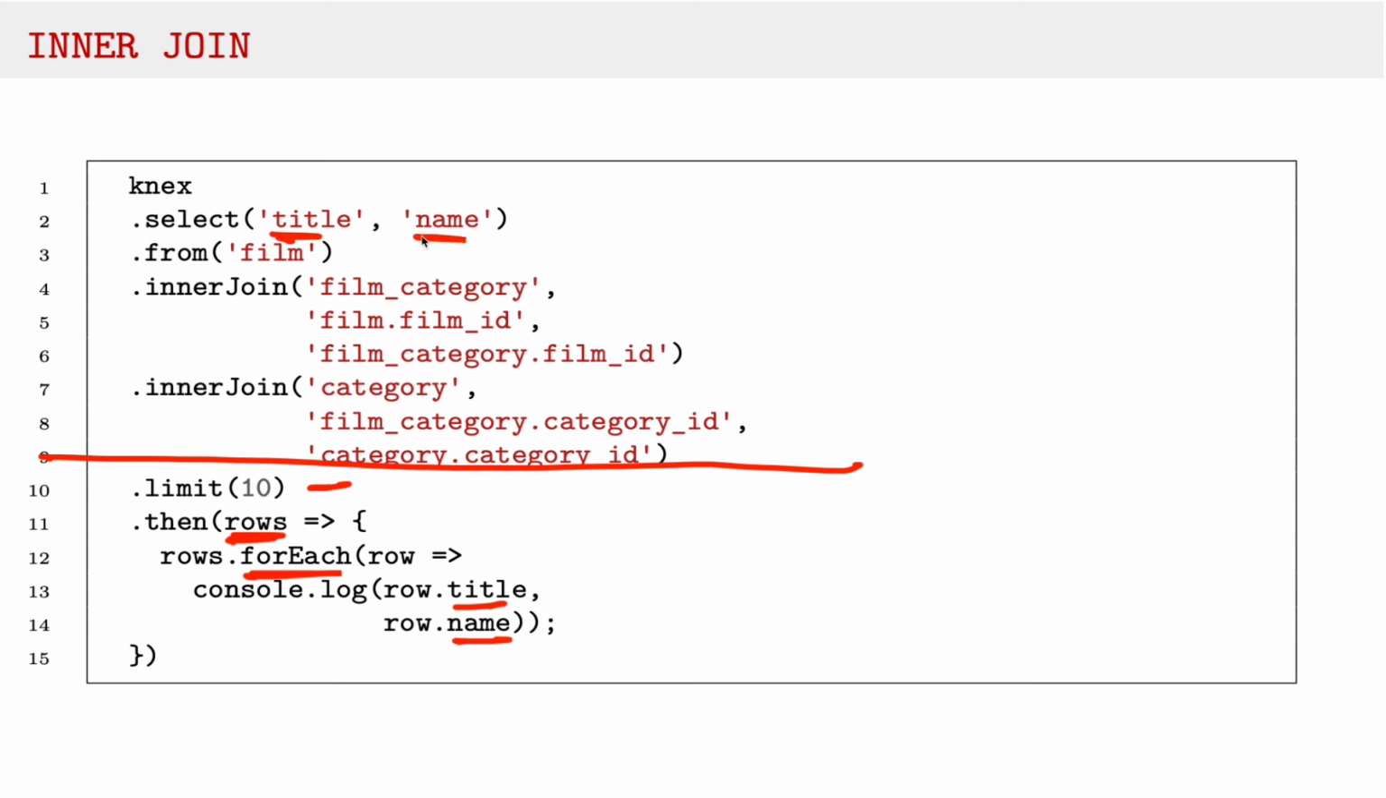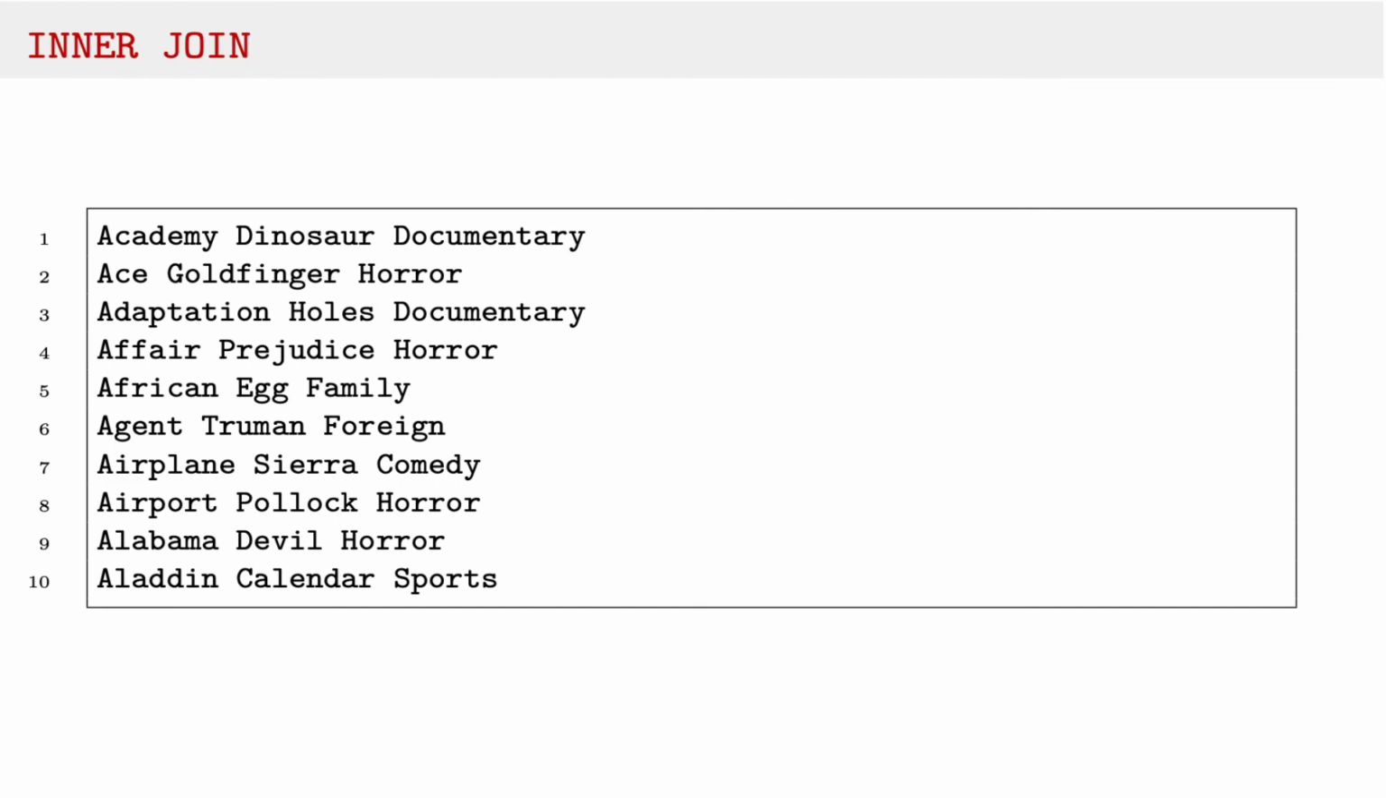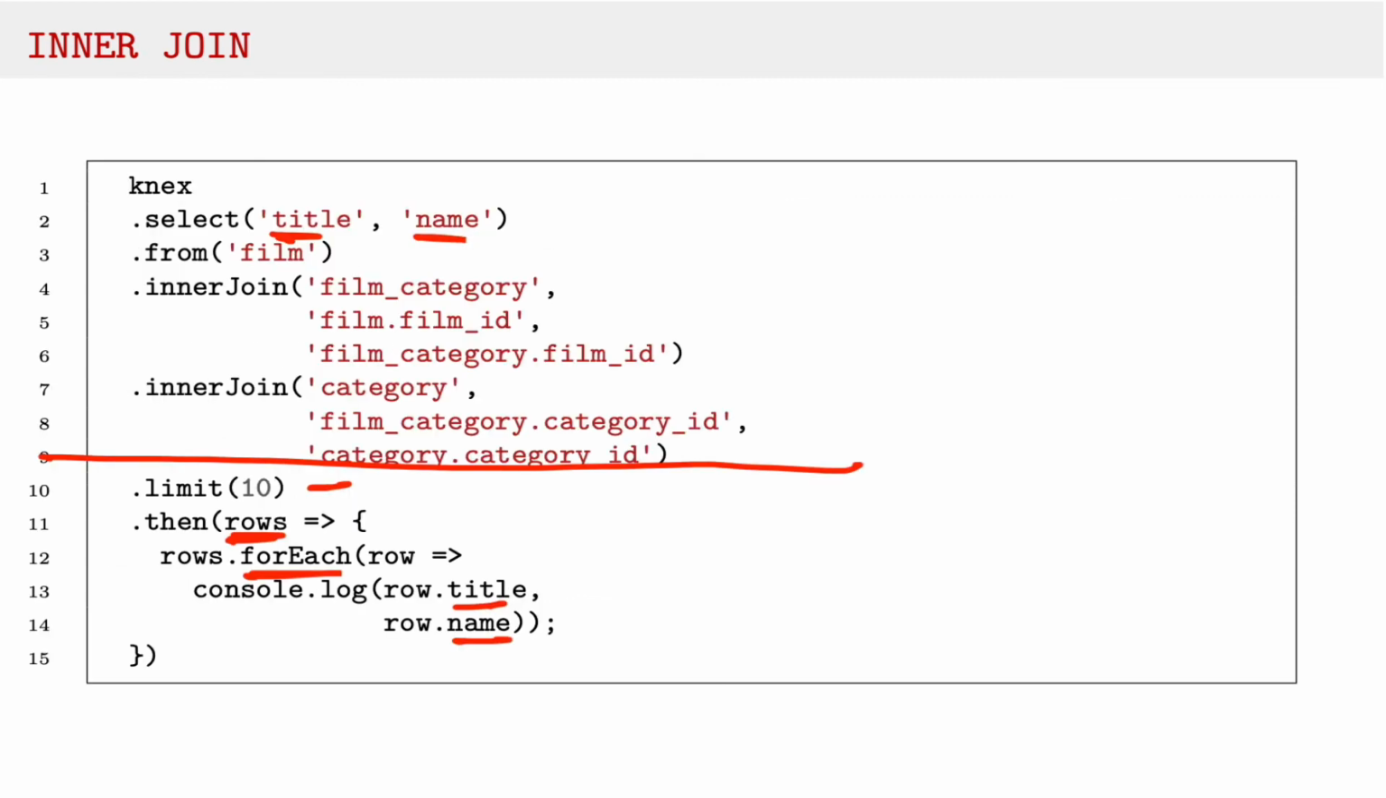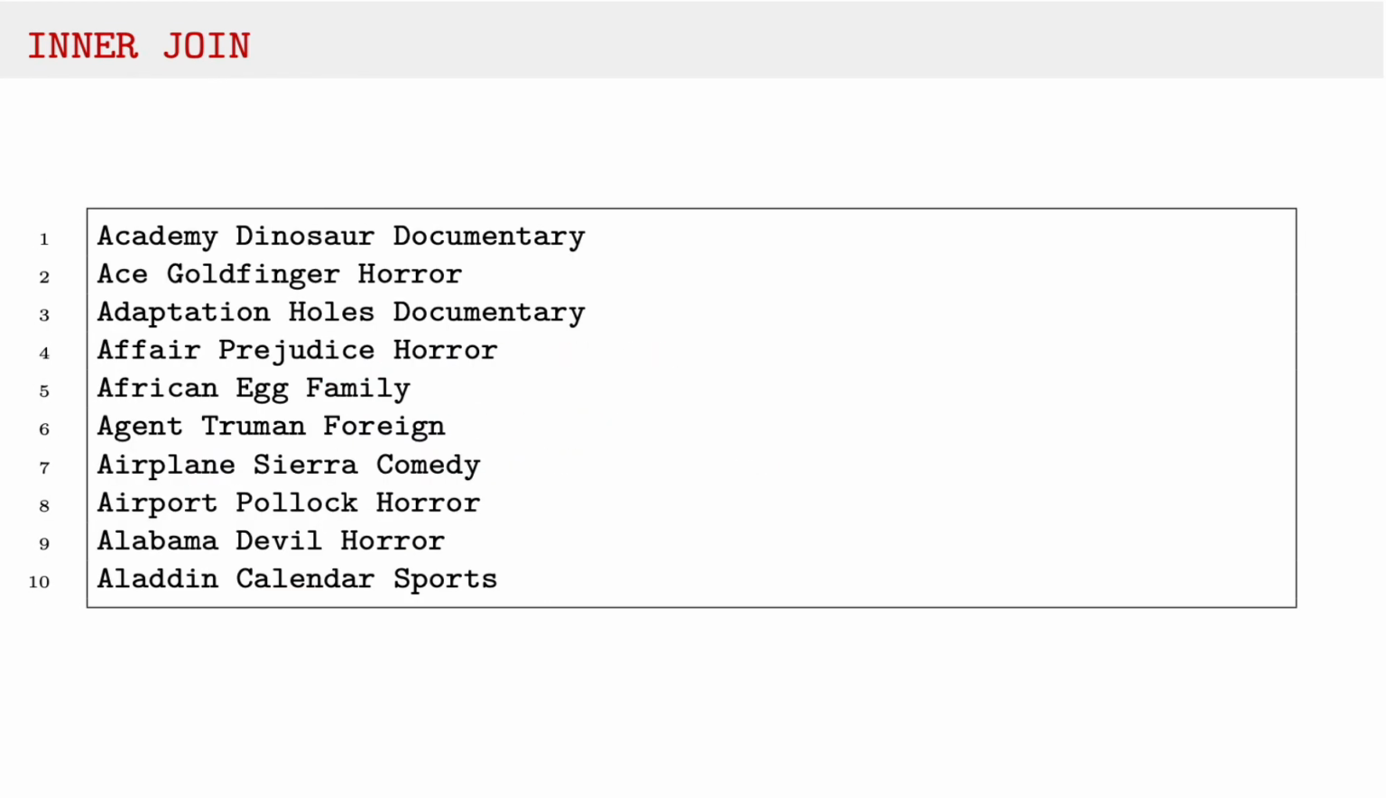So let's take a look at the output from this. And we can see that we've got not a lot of great punctuation here, but you can see the title and then the category name. So Academy Dinosaur is a documentary, Ace Goldfinger is a horror movie, another documentary, another horror movie, family film, and so forth. So this is the title of the film, and this is the name of the category.